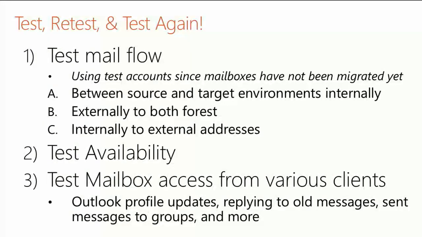Then testing availability. We move John over. Can John still see Jane's calendar, or can he see Jane's availability information, not calendar, availability information? Some things don't work at all cross-forest. Like if Jane is John's assistant, Jane can't open up John's mailbox once he goes to the other forest, and vice versa. So when you're doing the mailbox migrations, you need to group users together based on how they work.